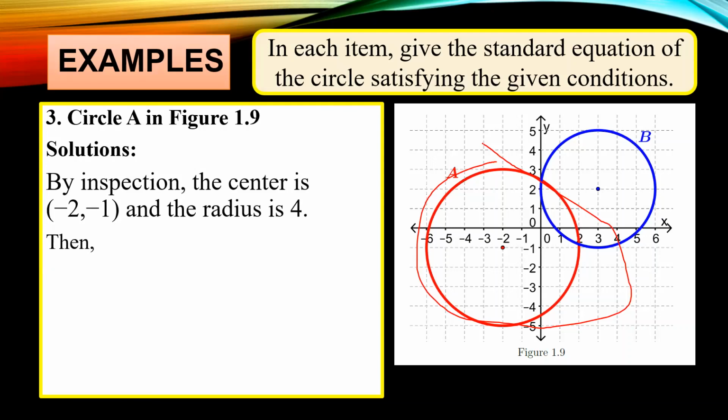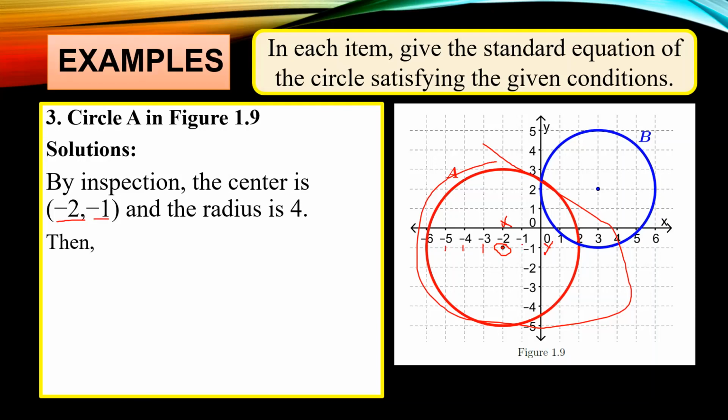By inspection, or by looking at the circle, we have the center at -2 and -1. Why? This point is the center. So the coordinate here, this is x, right? And this is y. Therefore, the coordinates of the center are -2 and -1. And the radius is 4. Why 4? From the center, we will count to the left and to the right: 1, 2, 3, 4. Therefore, the radius is 4.